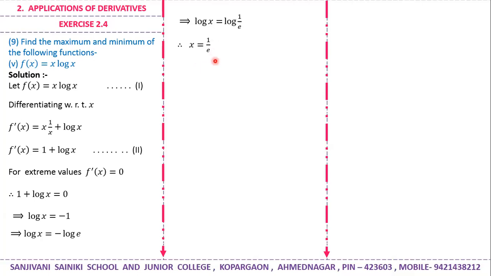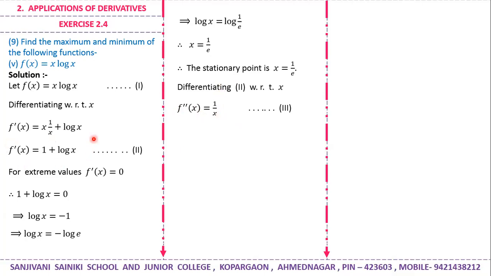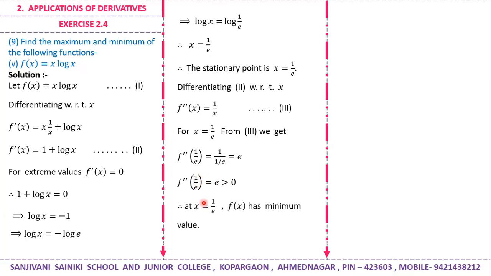Now let us find the second order derivative from equation 2. f double dash at x is equal to 1 upon x by using this second equation. So we will check the sign of this second derivative at the stationary point 1 upon e. f double dash at 1 upon e is equal to e. So this is greater than 0. So the given function has a minimum value at x is equal to 1 upon e.